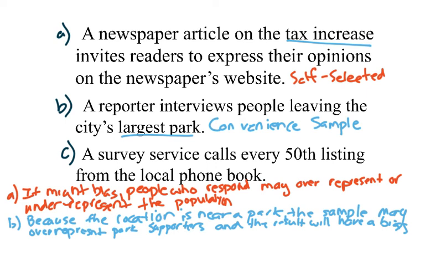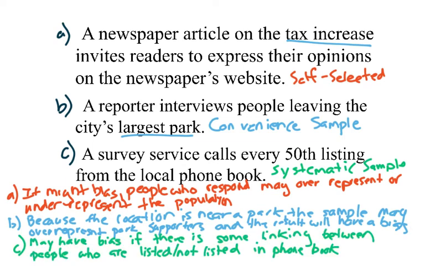All right, and then C, a service calls every 50th listing from a local phone book. So this is clearly a systematic sample. They're listing off every 50th person in the phone book. And then would it have bias? So there may be bias if there's some link between people who are listed and not listed in the phone book and property taxes. It's less likely this way that there's bias.